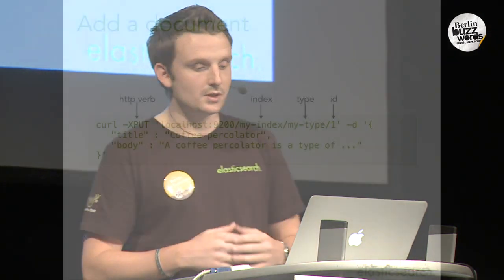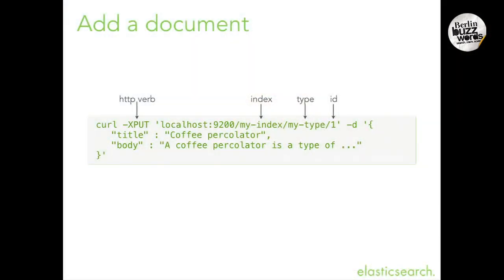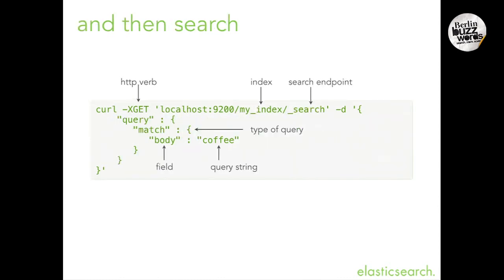This is an example where we index documents. You see, we do a put. We index into the index called myindex with the type mapping mytype and an ID. And the payload of that call is the actual document with its fields and values. So if you add a document, fine.